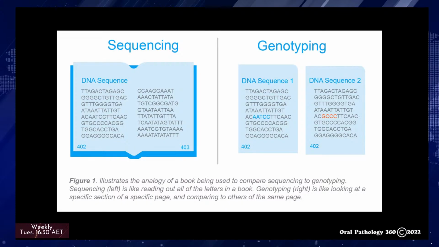This figure illustrates the analogy of a book being used to compare sequencing to genotyping. Sequencing is like reading out all the letters in a book. Genotyping is looking at a specific section of a specific page and comparing to others of the same page.